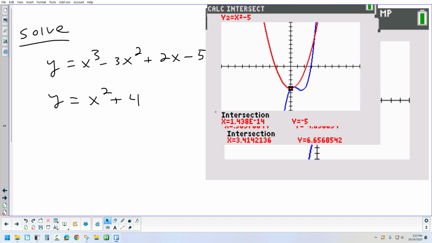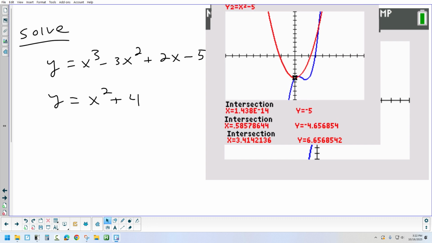Okay, so what's happening with that answer? What's my x value for that answer? Please don't say 1.438 e to the minus 14. There's 14 zeros until it's like 1438. So that's basically what? 0. All right, so it probably is 0. The calculator just can't figure that out. So it's 0, -5.